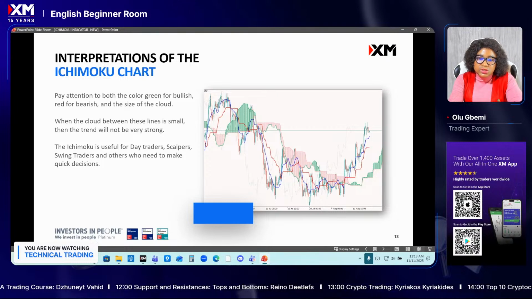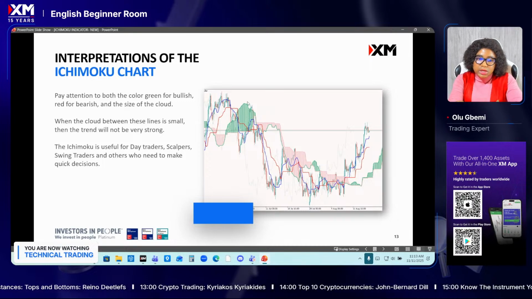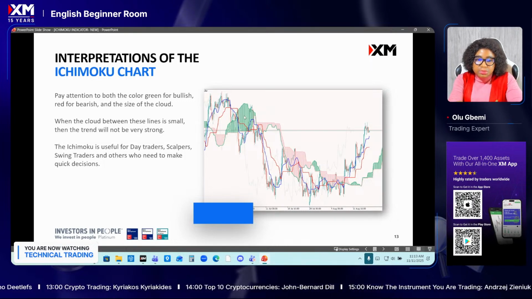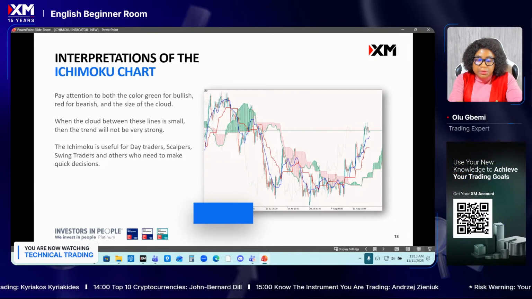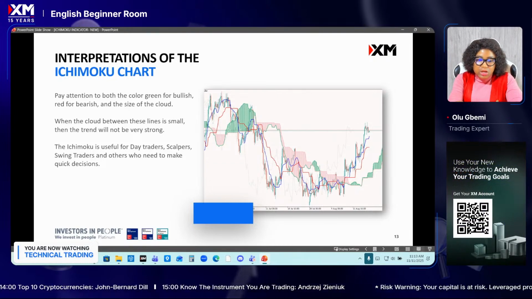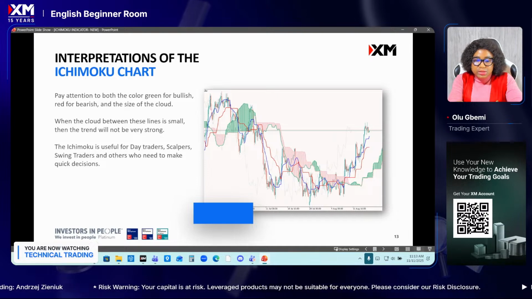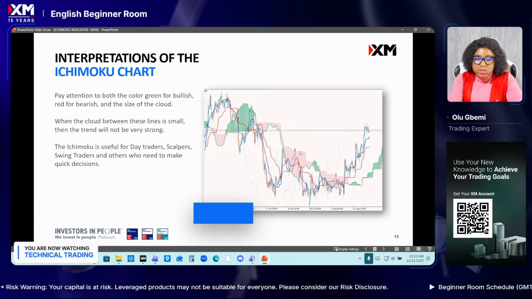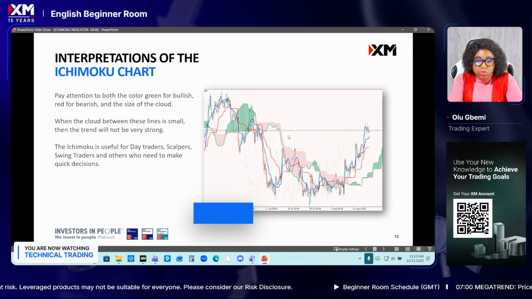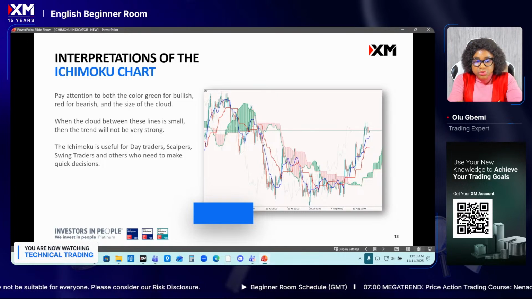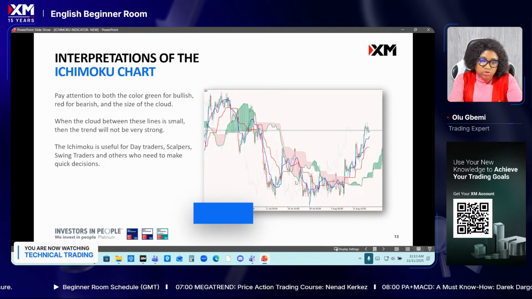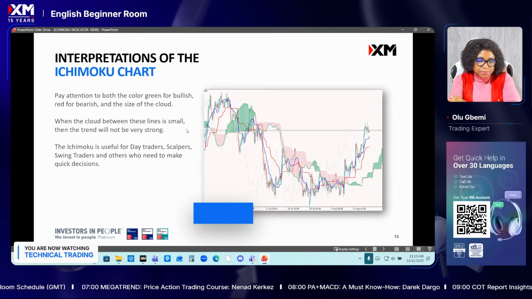So you want to pay attention to the color of the cloud as well. When the cloud is shaded green, it gives an idea of bullishness. When the cloud is shaded red, it shows that we are in a bearish trend. Also, the size of the cloud is important aside from the color. When the cloud between these two lines, the boundary, is small, then the trend may not be very strong. But when it is expanding, it might show that there's a strong trend that we are looking at.